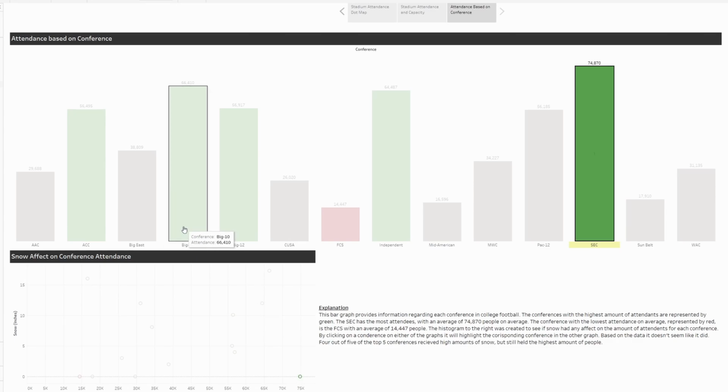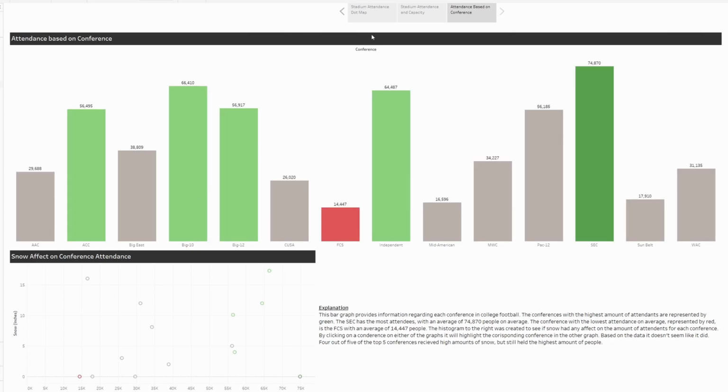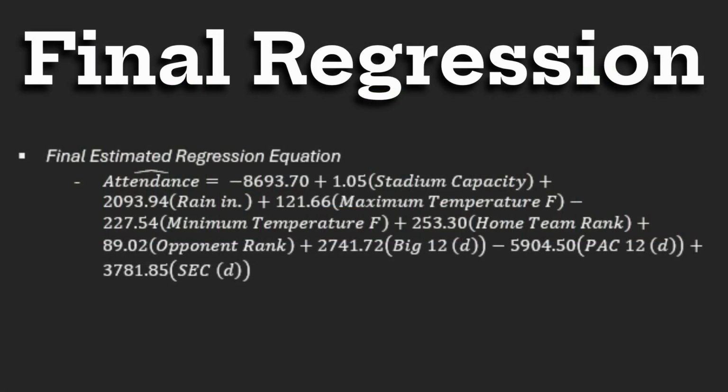However, if we go with the Big Ten, which is a conference that is located in the Midwest of the United States, you can see the correlation between the amount of snow that they've had and their attendance. Now, if we look at the histogram as a whole, you can see that there's not a clear trend between large amounts of snow affecting positively or negatively a conference's average attendance. And this tracks with the data that we got from our regression model showing that snow is not a reliable indicator of stadium attendance.